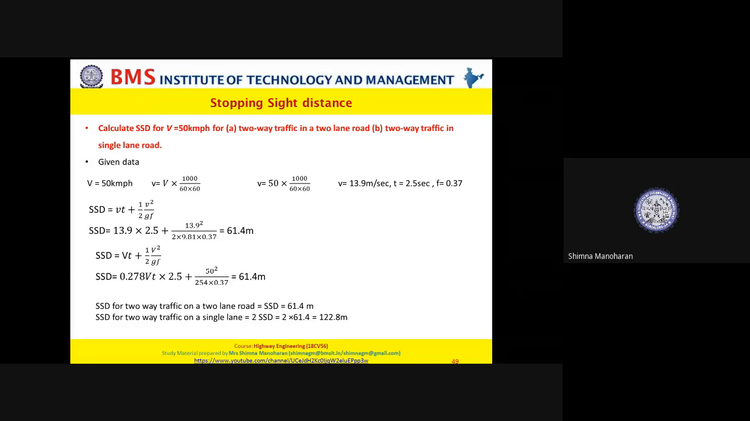Now we will quickly go through one numerical. I want all of you to have one book with you. Note down the question. Calculate the SSD for V equals 50 kmph for two-way traffic in a two-lane road and two-way traffic in a single-lane road.